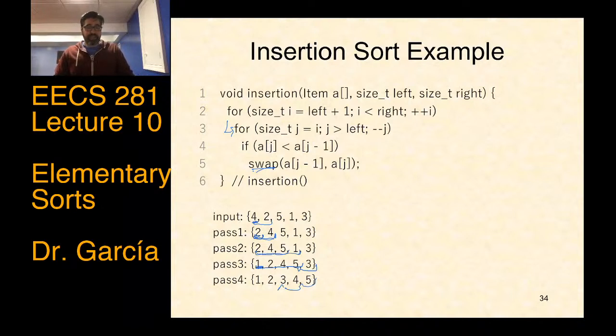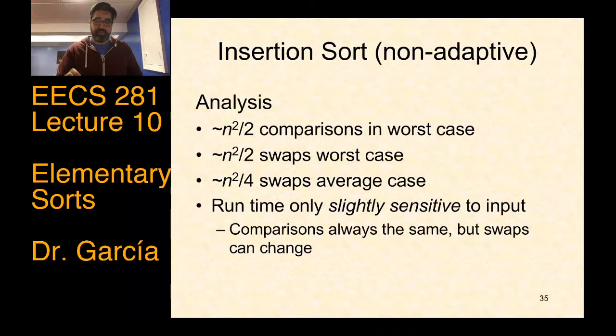All right, so that's non-adaptive insertion sort, and no surprise, everything for the most part is n squared. You can end up having n squared swaps. Actually, it could behave as badly as bubble sort, with the potential for n squared swaps. If you did an average case analysis, it's still O of n squared, but it's n squared divided by 4. Runtime is only slightly sensitive to input, but we're going to make it much more adaptive with some optimizations.